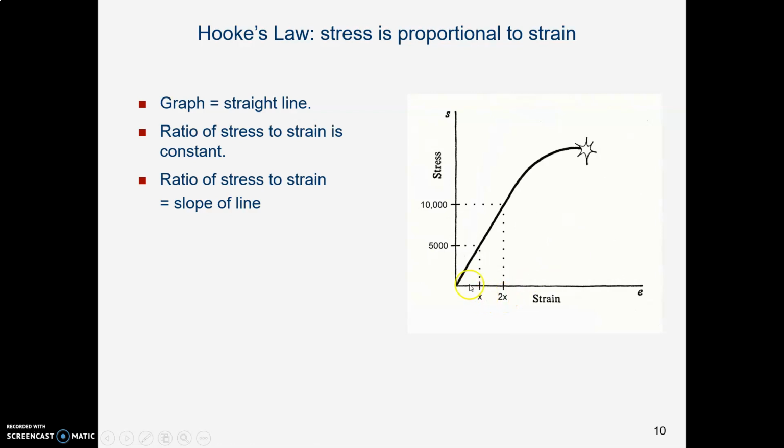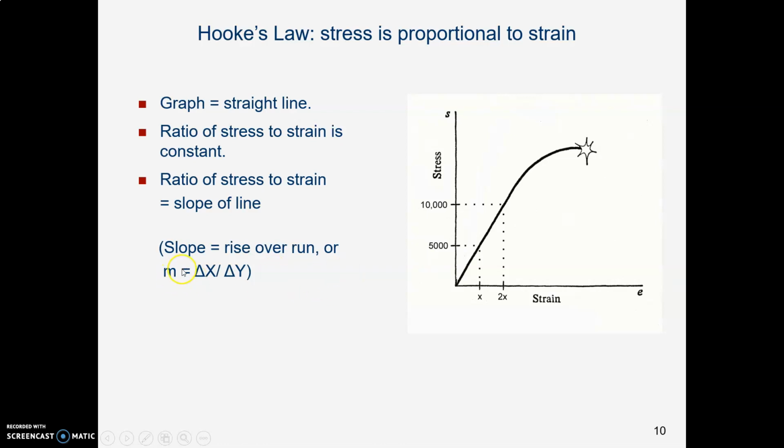So Hooke's law says stress is proportional to strain, and that means that this graph of stress versus strain is a straight line. And that ratio of stress to strain is the slope of that line. You remember when you were in algebra class and they were talking about graphing a line? They had that formula y equals mx plus b. That was the formula for a straight line. What was m? M was the slope of that line, wasn't it?